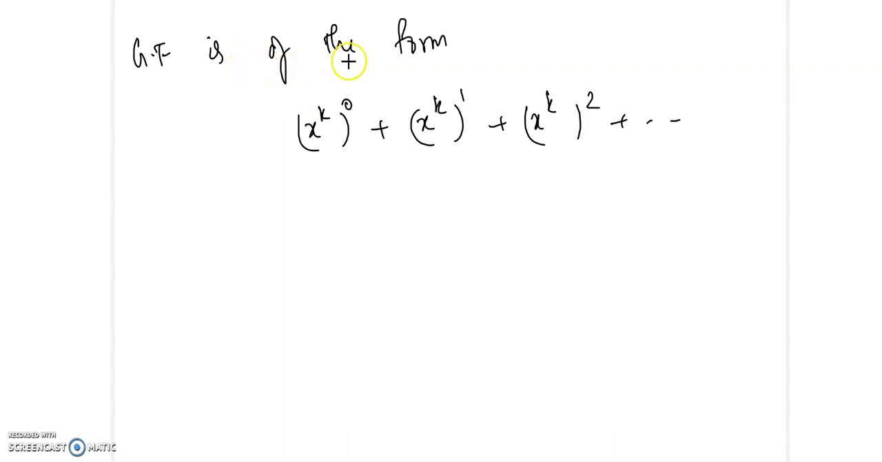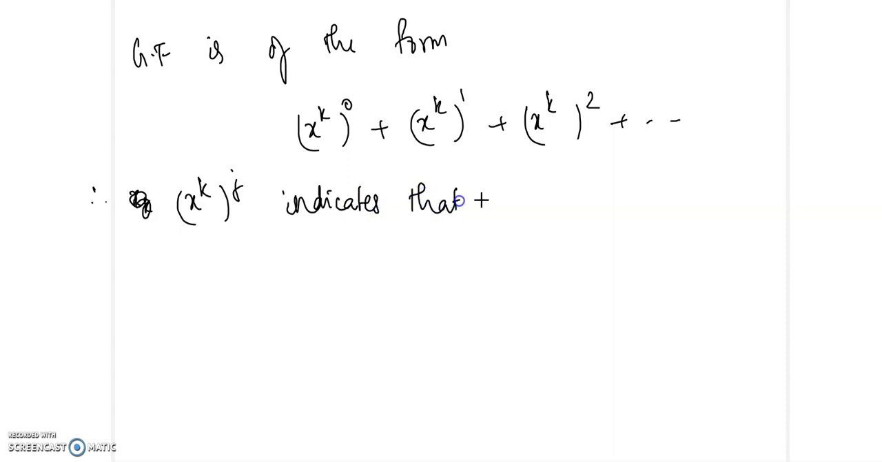So generating function here, we'll have terms in the form x^k power 0 plus x^k power 1 plus x^k power 2 plus etc. Here there are parts of size k for x^k. The whole bar j indicates that there are j parts of size k.